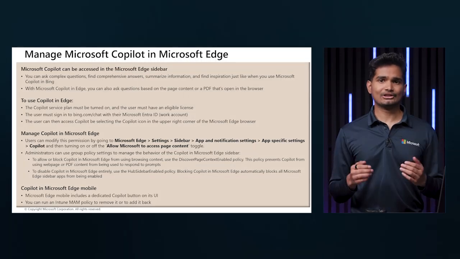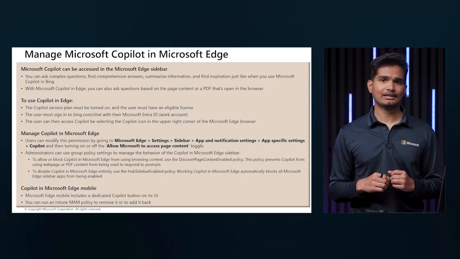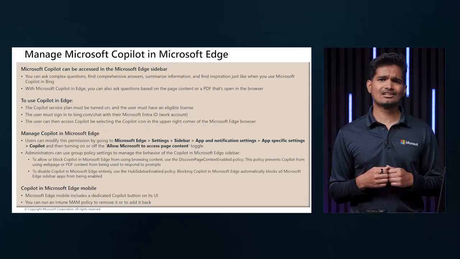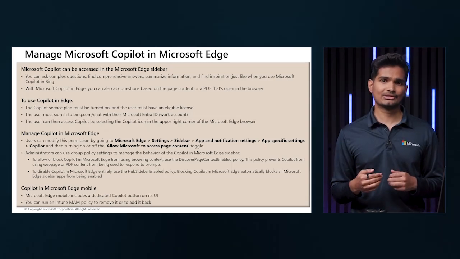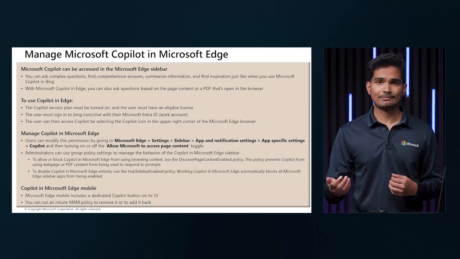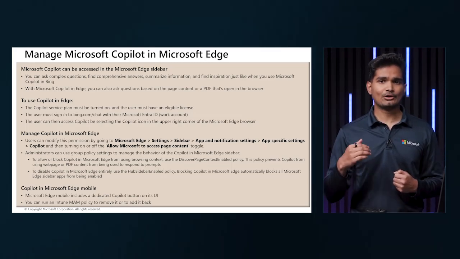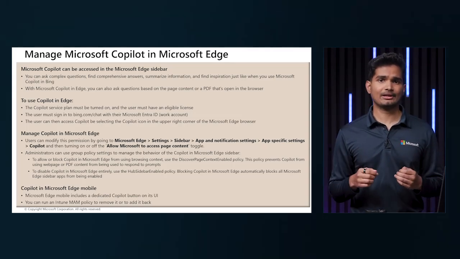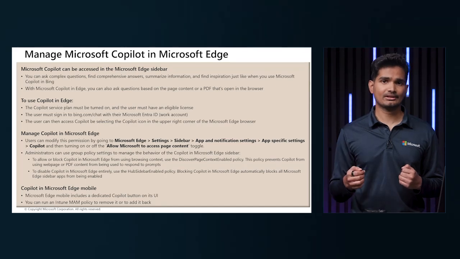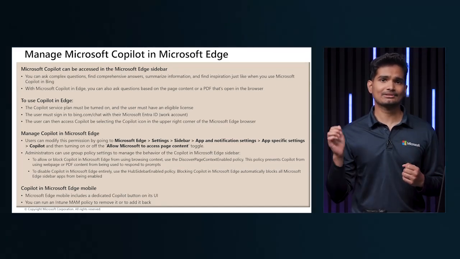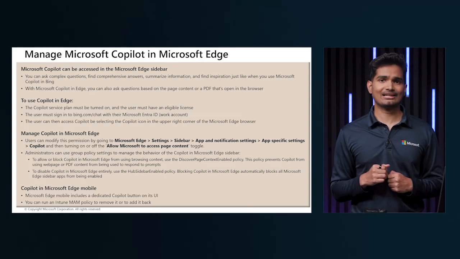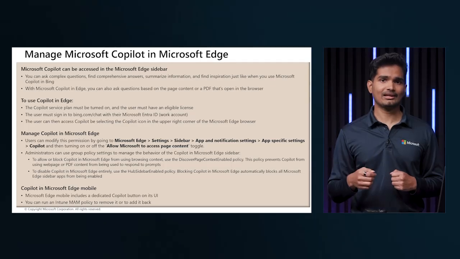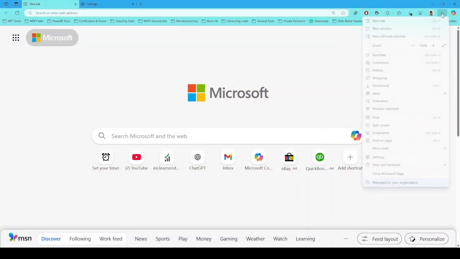The sidebar on Edge is a great place to start using Copilot. Generally, one would use Microsoft Copilot via the sidebar to ask complex questions, find comprehensive answers, summarize information, and get inspired. You can also ask questions based on open page content or PDFs. To use Copilot in Edge, ensure the Copilot service plan is turned on and you have an eligible license. Then sign in to bing.com/chat with your Microsoft Entra ID work account. Access Copilot by selecting the Copilot icon in the upper right corner of Microsoft Edge.